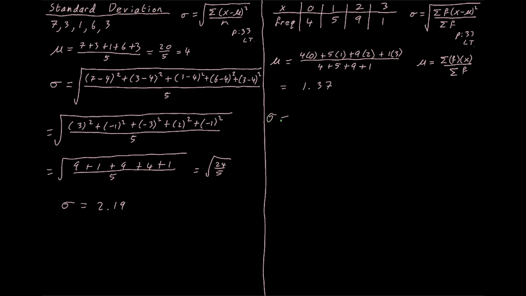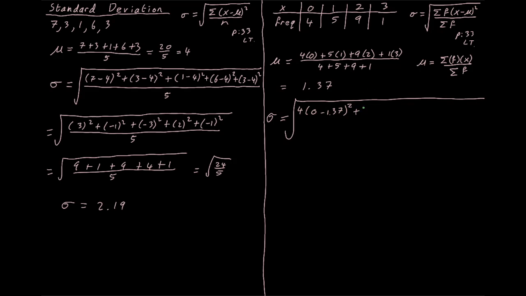Sigma, big square root symbol, is going to be how frequently we get the first number. Well, we had 4 zeros, so it's going to be a frequency of 4. And then we get the square of the difference between our first value, 0, and our mean, 1.37, to be squared. So that's the frequency of that outcome, and then the outcome minus the mean squared, all multiplied together. And we do that for the other ones.